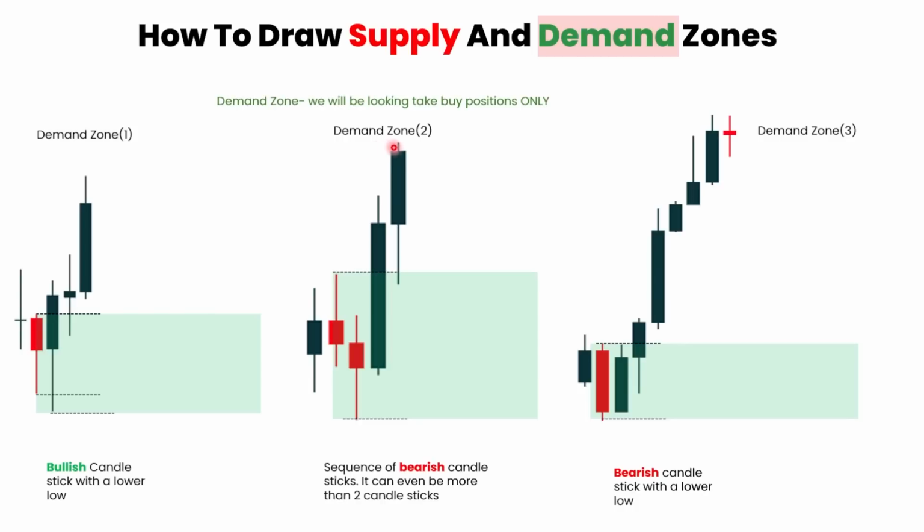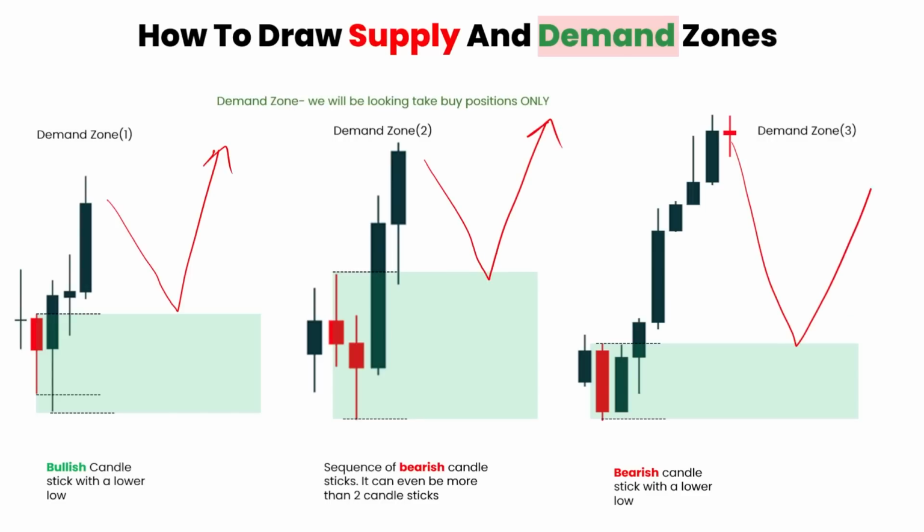We have 3 ways to draw supply and demand zones. I will explain each one of them. We have, as you can see on the demand zone, we'll start with the demand zone. On the demand zone, we will be looking to go long around this area. Here we'll be looking to go long around this area. Even here we'll be looking to go long.